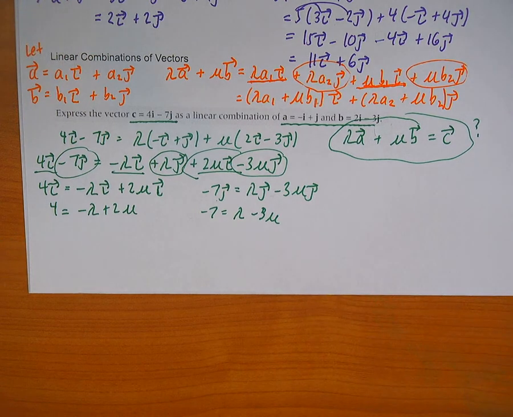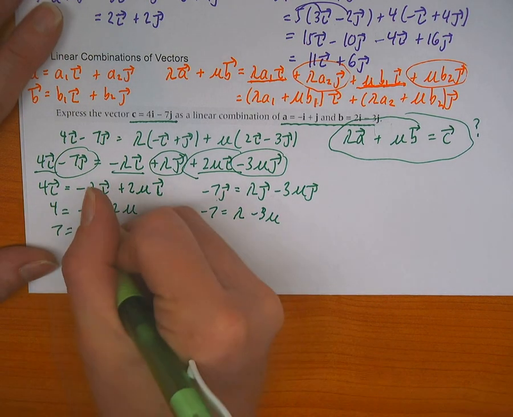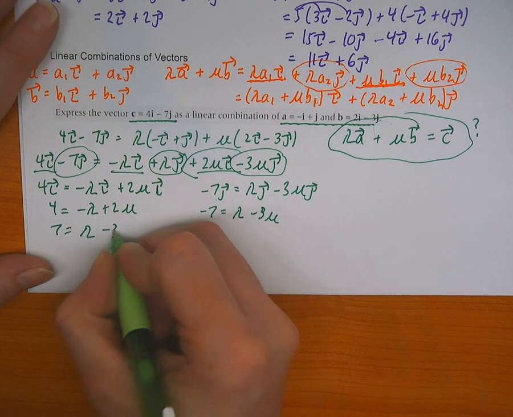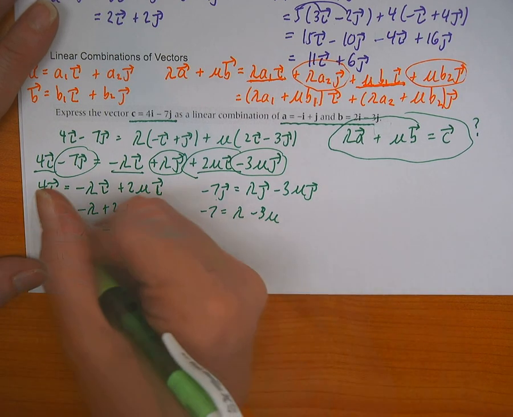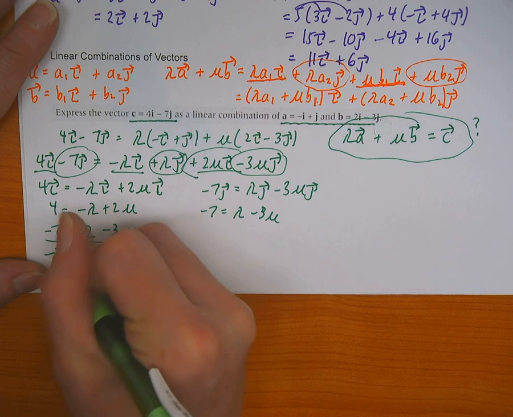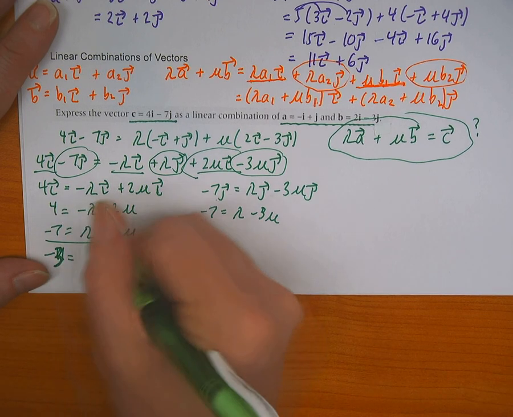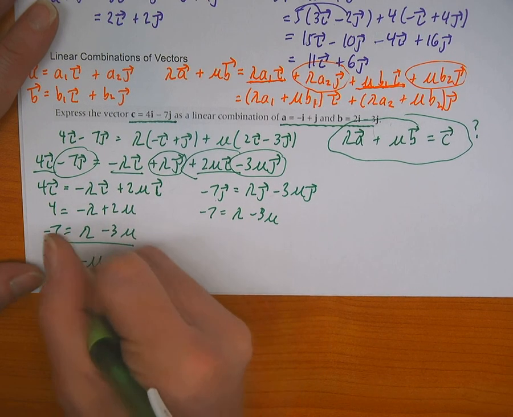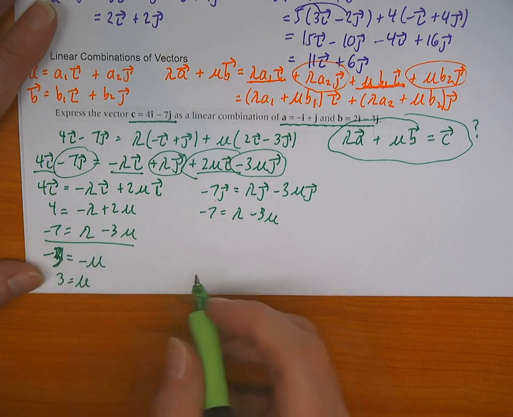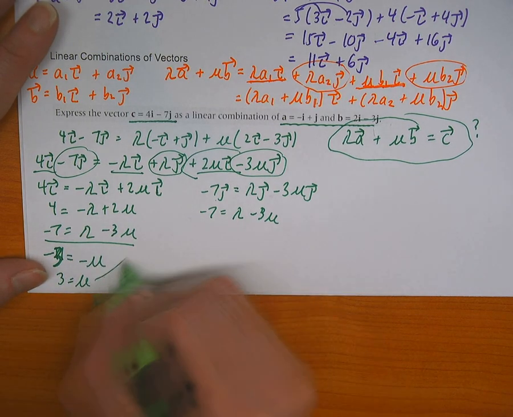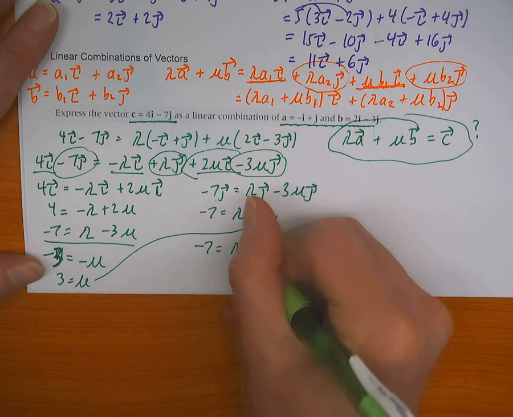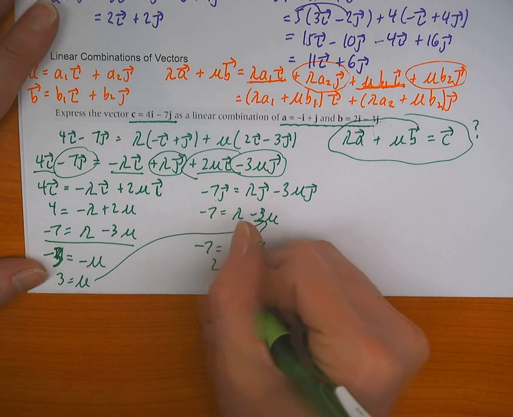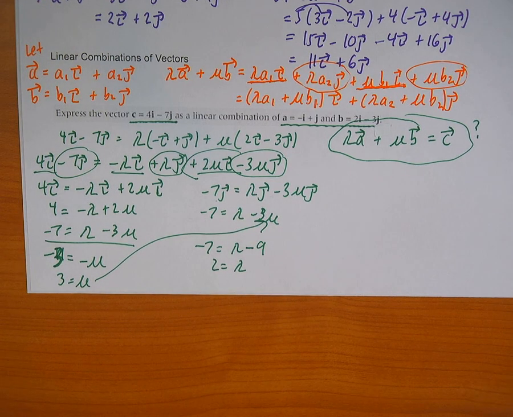So now we can solve these as a system. I can stack these up. I'll get negative 3, that's a negative 7, my bad. So negative 3 equals, the lambdas cancel, negative mu. So 3 equals mu. Plug that back in to get lambda. So negative 7 equals lambda minus 9. Add that over, and we get that lambda is 2.